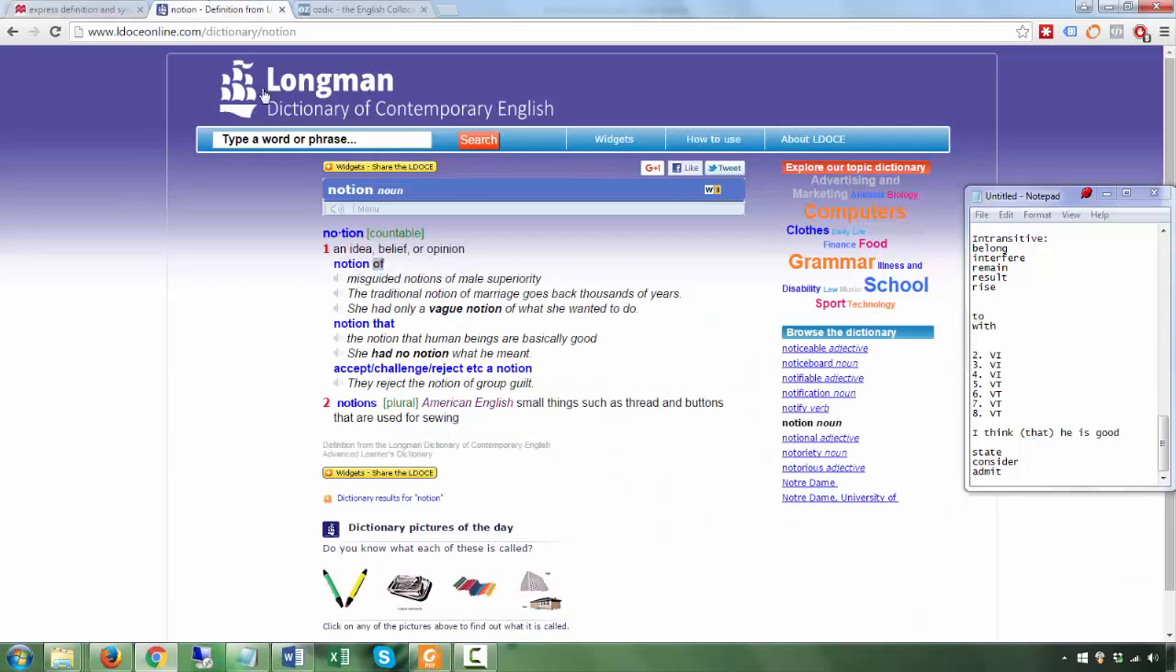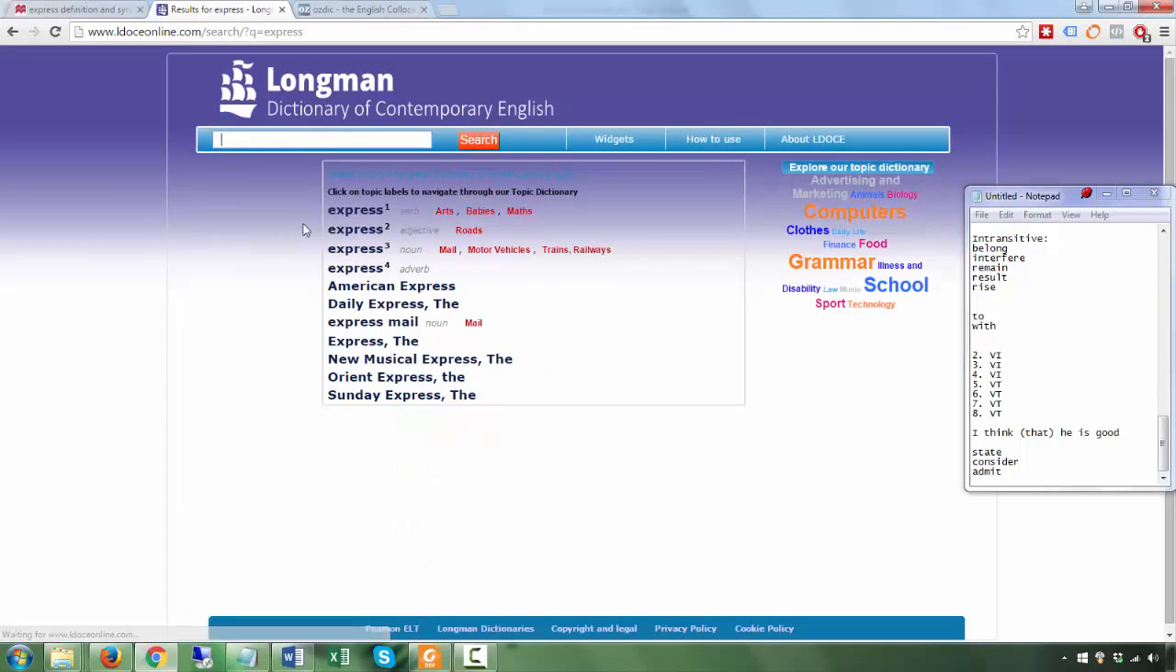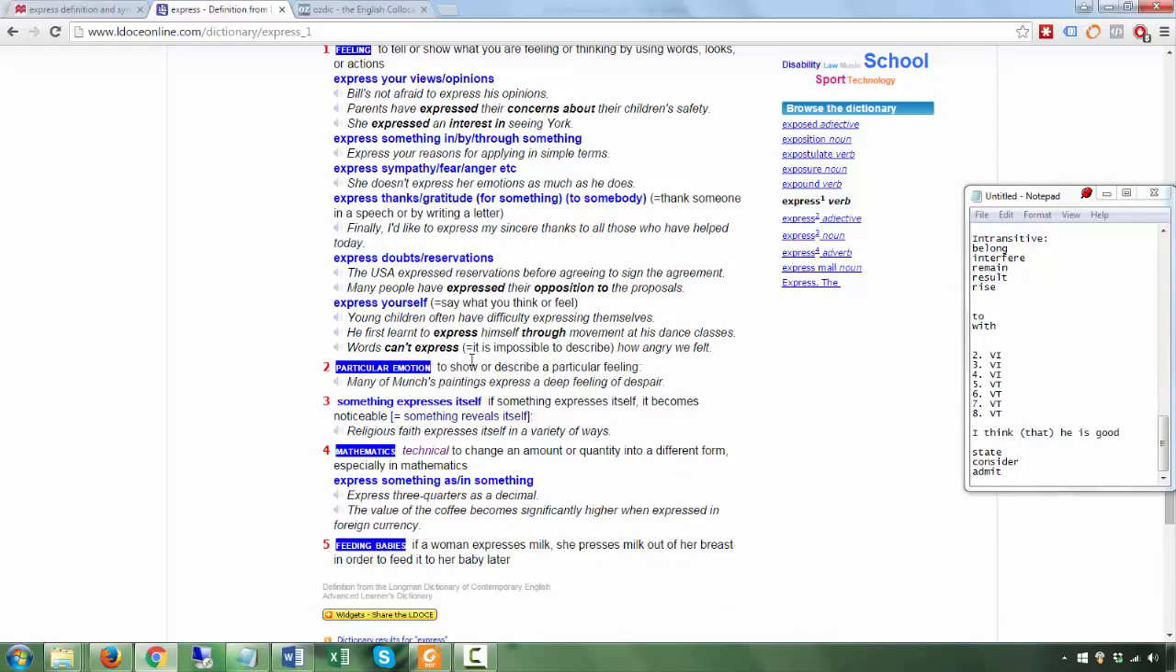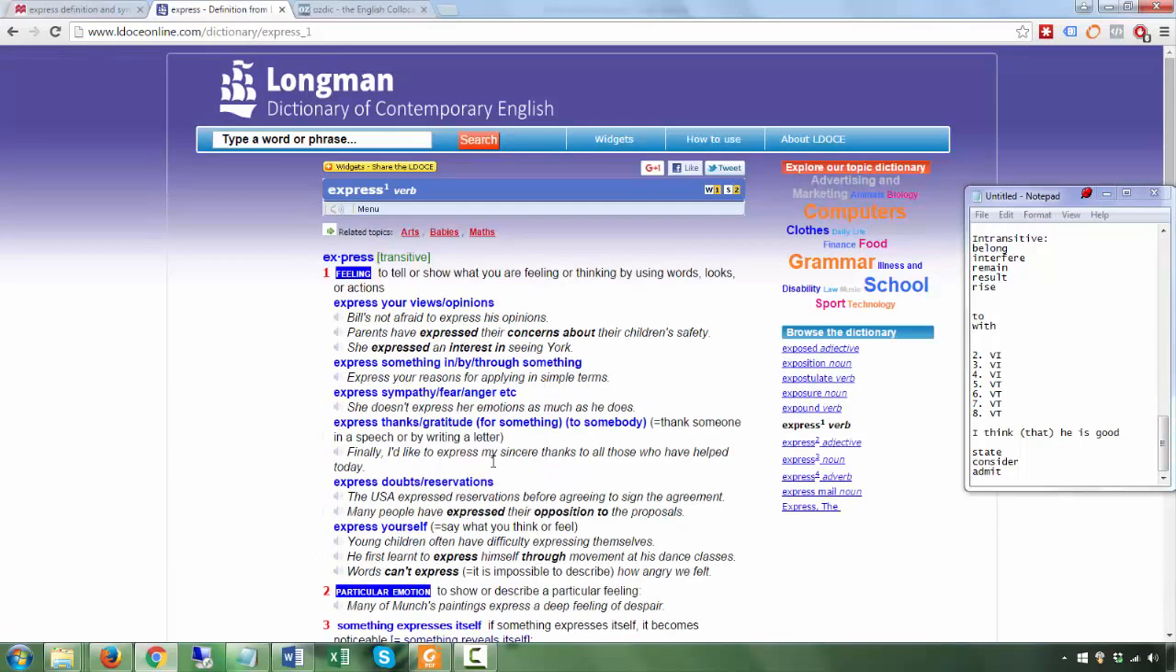All right. Let's go to express as a verb. Let's see if we have a that. It doesn't seem to, you don't seem to have the that. So you don't say he expressed that. You could say he said that. He mentioned that, but you don't say express that.